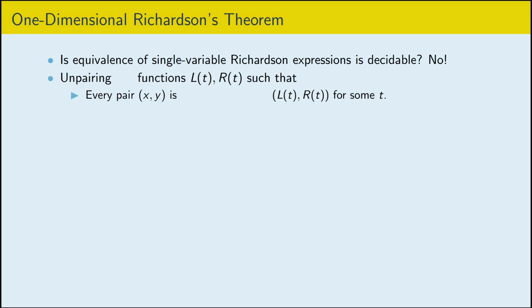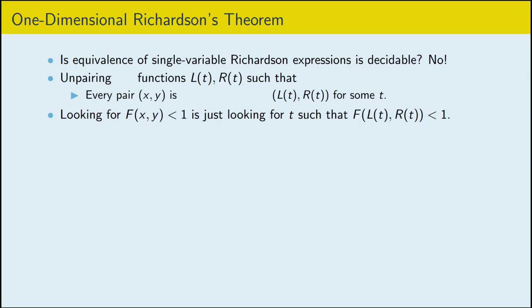And the trick to showing this is going to be finding unpairing-like Richardson functions. Suppose we had Richardson functions L and R such that all possible pairs x, y were L of t, R of t for some t. That is, we could use a single real number t to encode the pair of real numbers x and y. Then looking for a solution to f of x, y is strictly less than 1 is equivalent to looking for a solution to f of L of t, R of t is strictly less than 1.